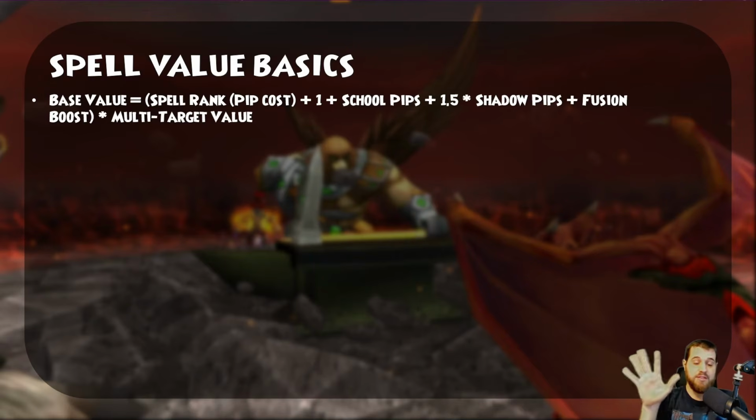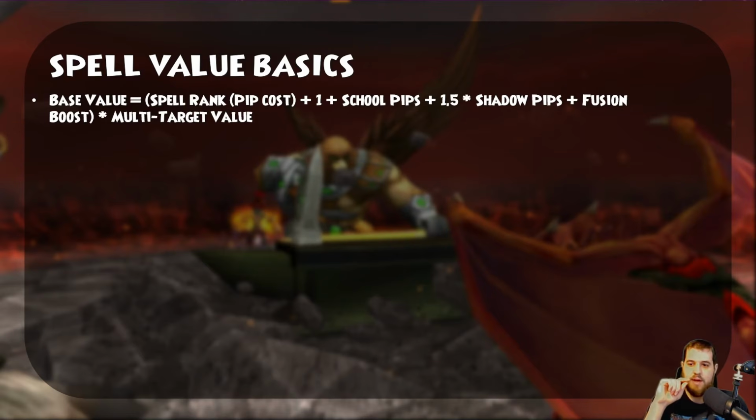So the 5 part would have been included in here. Then you add the school pips, so the number of school pips gives you an extra 1. Then we add 1.5 times the shadow pips. Shadow pips are worth 3, so that might seem odd at first. But that is because the other part of the value goes somewhere else, which we'll get to.